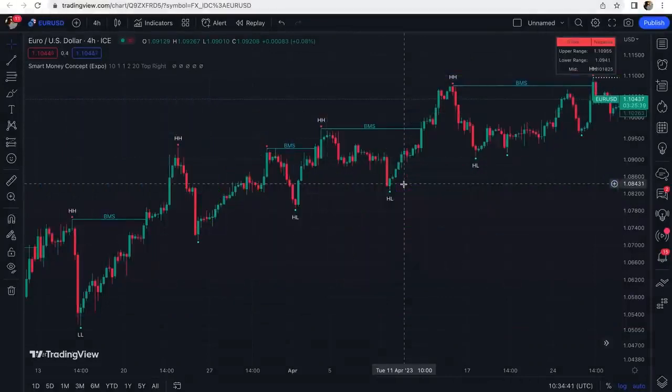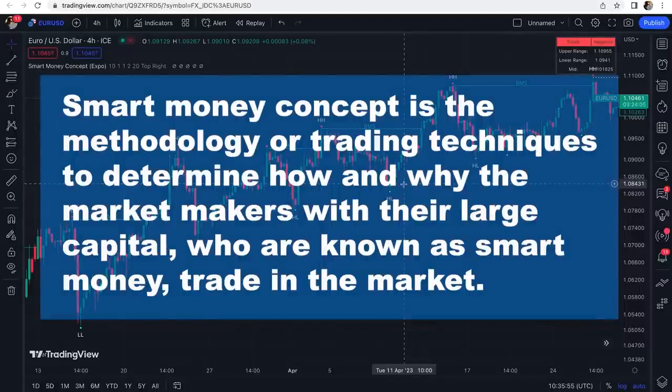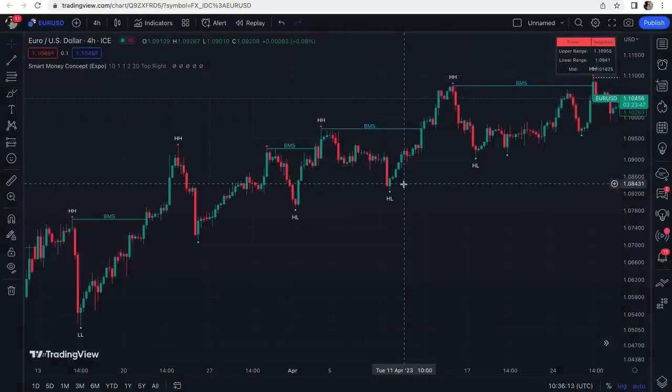Since the smart money causes the movement of the market, it's important for retail traders to trade in alignment with smart money. And smart money concept is the methodology or trading techniques to determine how and why the market makers with their large capital, who are known as smart money, are trading in the market. The method is nothing new and it's just a combination of key levels and traditional supply and demand zones with market structure to help traders better understand the areas of the market with higher potential of smart money flowing.